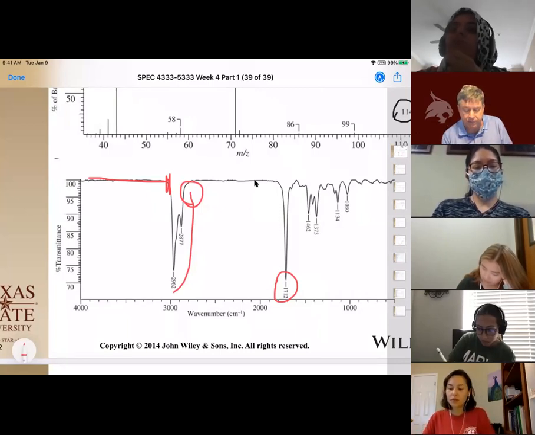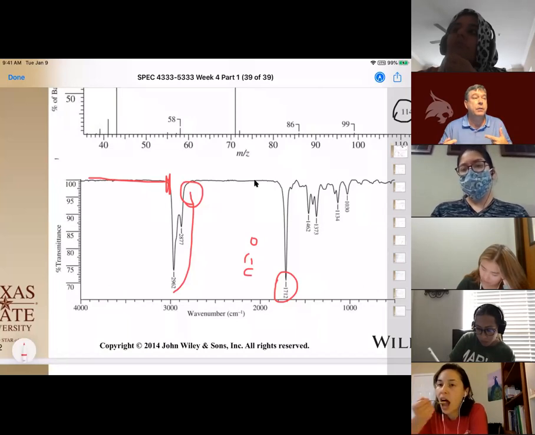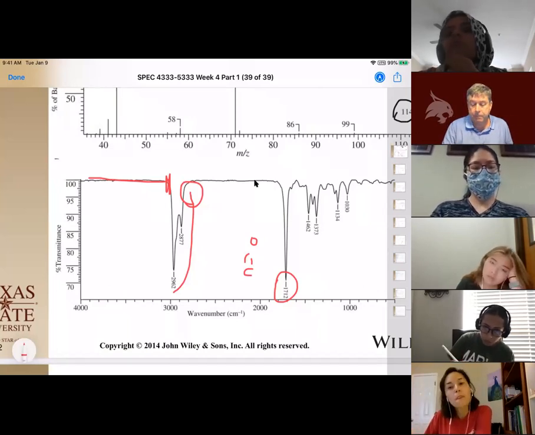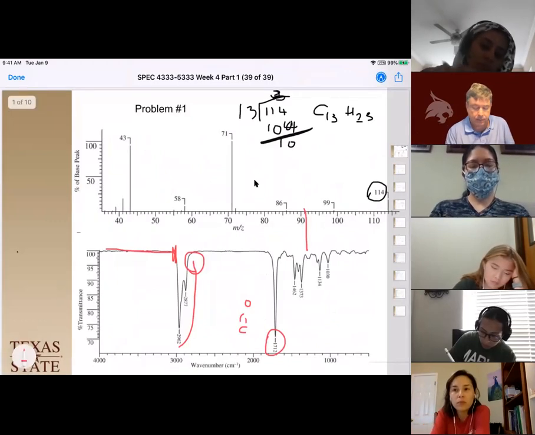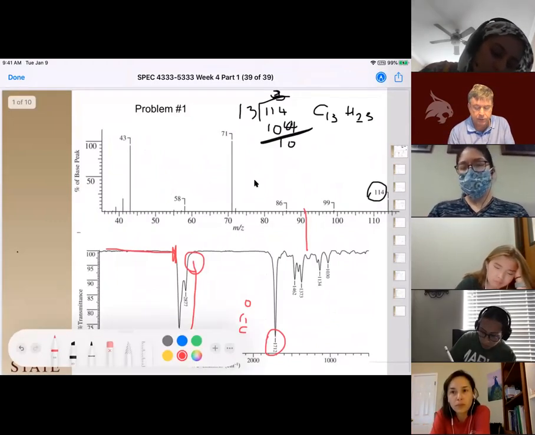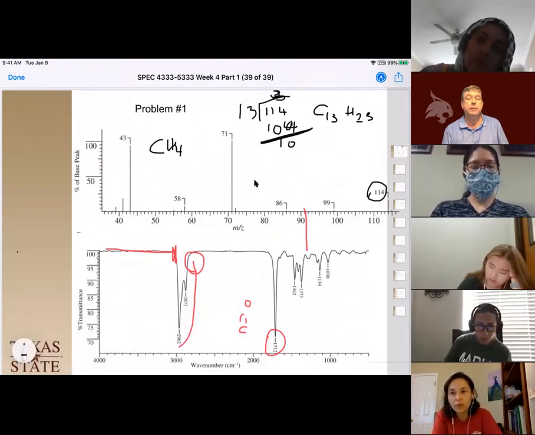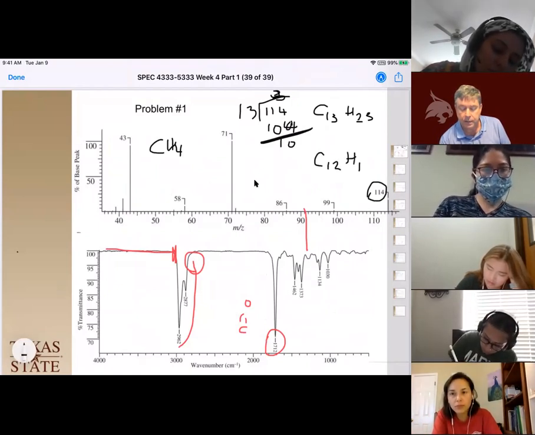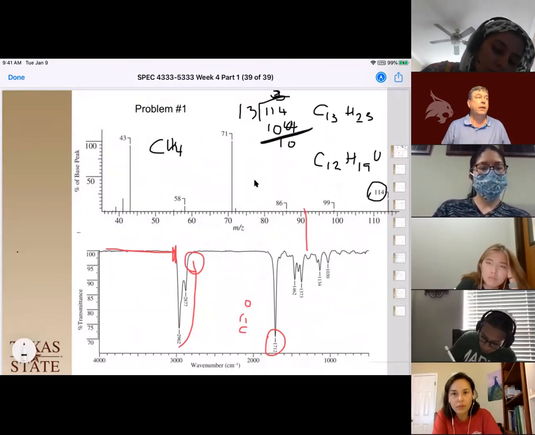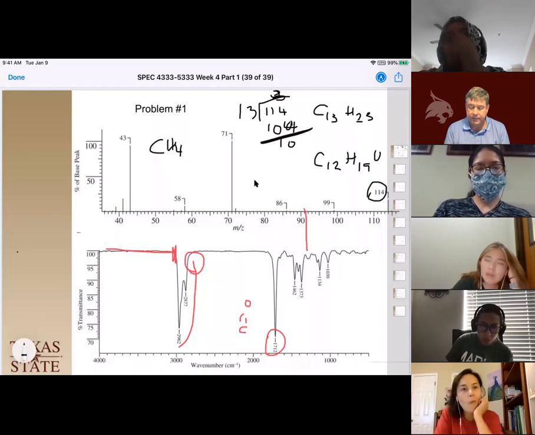Okay, so if we have at least one ketone here, let's go ahead and go up and do a substitution for oxygen. Okay, so if we come up here and we substitute oxygen, oxygen is equal to 1 carbon and 4 hydrogens, right? Because it's 16. So that takes us down to C12H19O. Okay. So, wait, is that right?